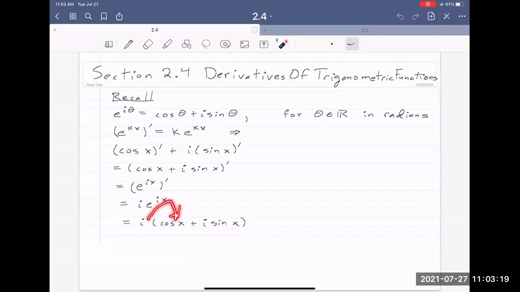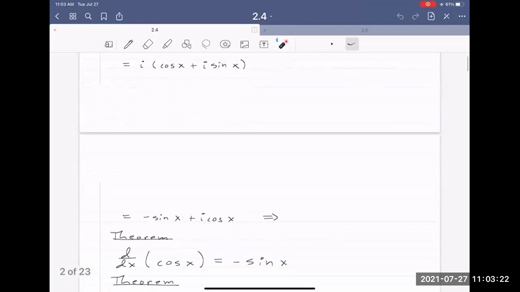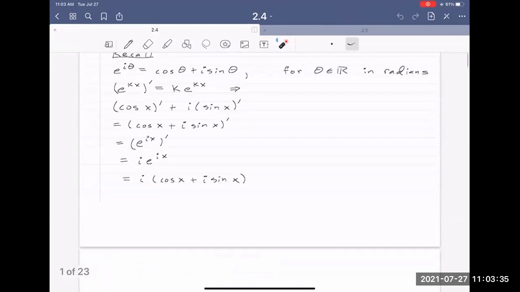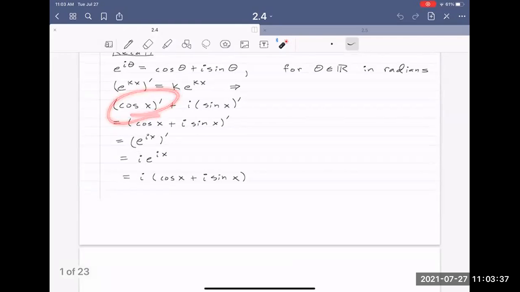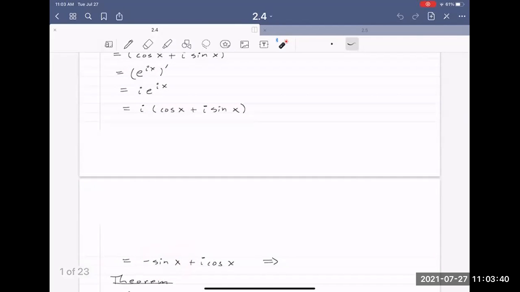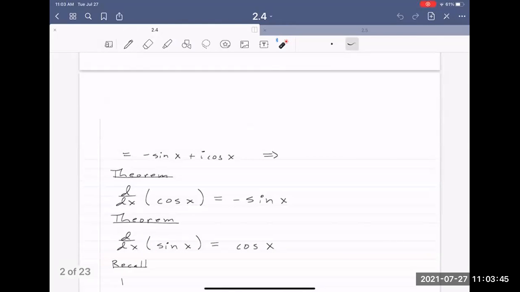So let's multiply i inside the parentheses. So this is equal to i times cosine x plus i squared sine x. But i squared is -1, so minus sine x. But that means that the derivative of cosine x is minus sine x, and the derivative of sine x is cosine x. So we have the following theorems. The derivative of cosine x is minus sine x, and the derivative of sine x is cosine x.